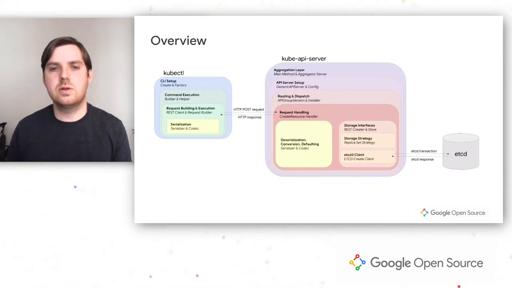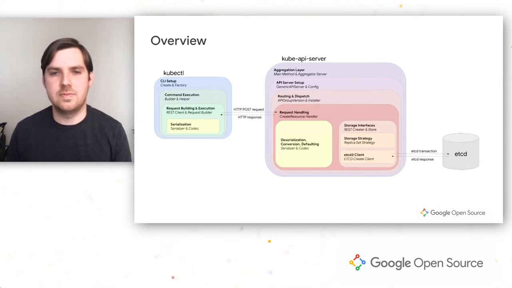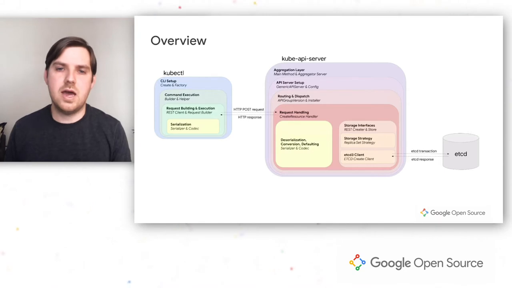If you're familiar with Kubernetes, noticeably absent from this picture is any mention of the controllers that operate on objects once they're created, the nodes that actually run the containerized workloads, and many other components of the Kubernetes ecosystem. Those are all outside the scope of this talk, as we really want to focus and dive deep on the path an API request takes through the system.